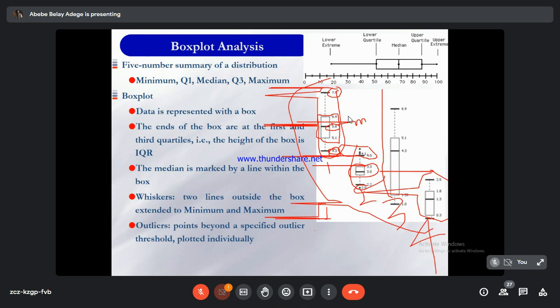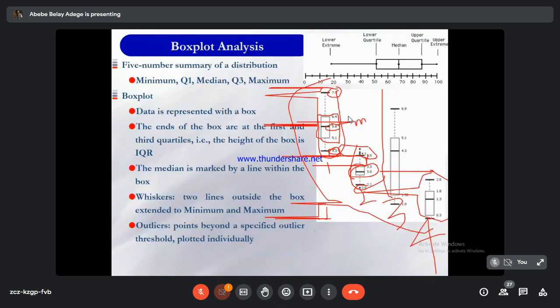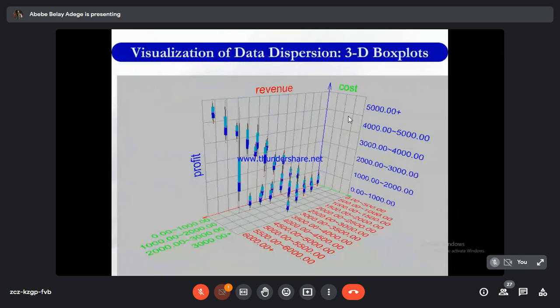But the data distribution is too low, or it is not that much. Majority of the data is at the low range, so depending on the problem domain we have to do our work. And this is what is called box plotting analysis.